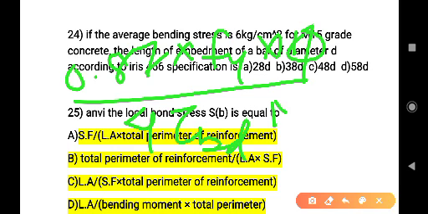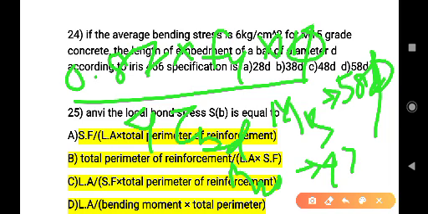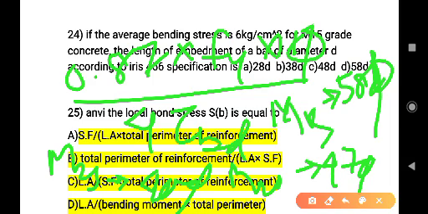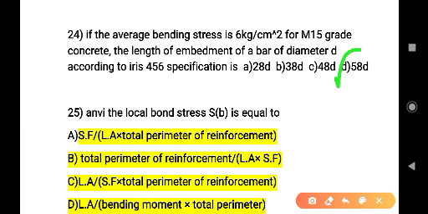And for M15 this value is 58D or 58 phi, and for M20 this value is 47 phi, and for M25 this value is 40 phi. So for M15 grade of concrete, this value should be 58. So the correct answer is option D.